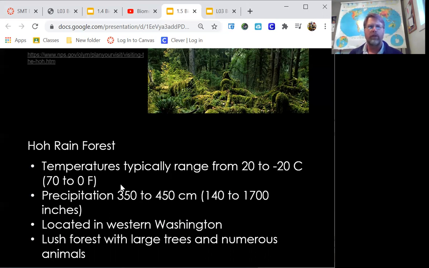The Park Service also tells me that this specific temperate rainforest ranges from positive 20 degrees Celsius to negative 20 degrees Celsius, or from 70 Fahrenheit to 0 Fahrenheit. This rainforest also ranges from 350 centimeters to 450 centimeters of precipitation, which is the same as 140 to 170 inches of rain. It is located in western Washington. It has a lush forest with large trees and numerous animals.